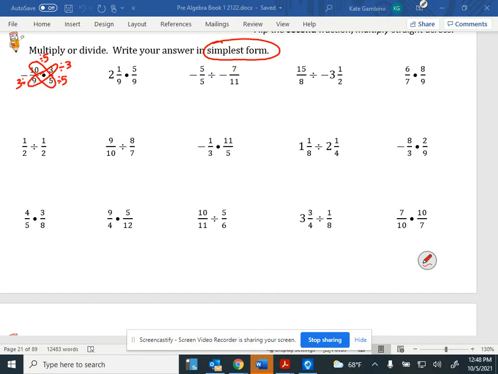So 10 divided by 5 is a 2. 9 divided by 3 is 3. 3 divided by 3 is 1. 5 divided by 5 is 1. So 2/3 times 1 equals 2/3.